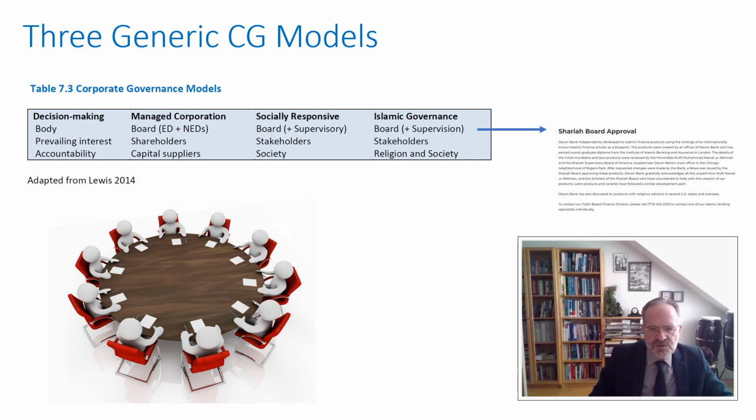Islamic governance, you also have a board and you also have a supervisory board, but the peculiar thing from our perspective is that that board may be a Sharia board in which religious scholars supervise and advise the company. The prevailing interest is broad society and all other stakeholders, and the company considers itself accountable towards society, all of its stakeholders, and also towards its religion.